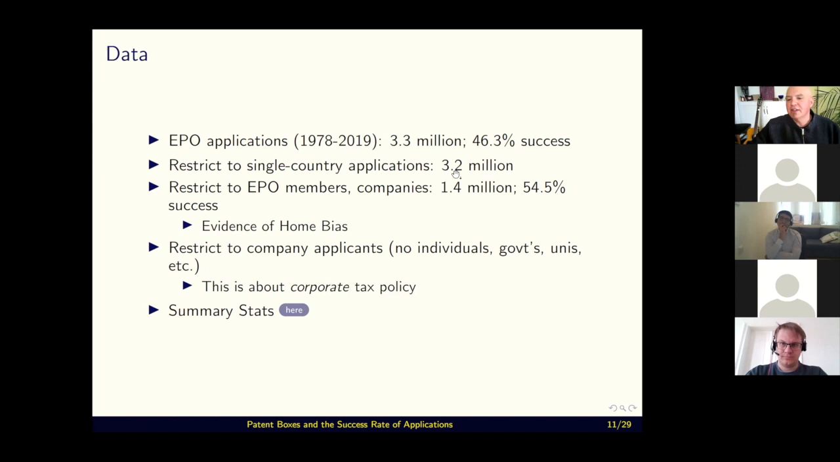So that leaves us with about 1.4 million applications in the end. About 55% of those get through. And again, you can see by getting rid of the non-EPO countries, the success rate goes up quite a bit. That's that home bias I was talking about.